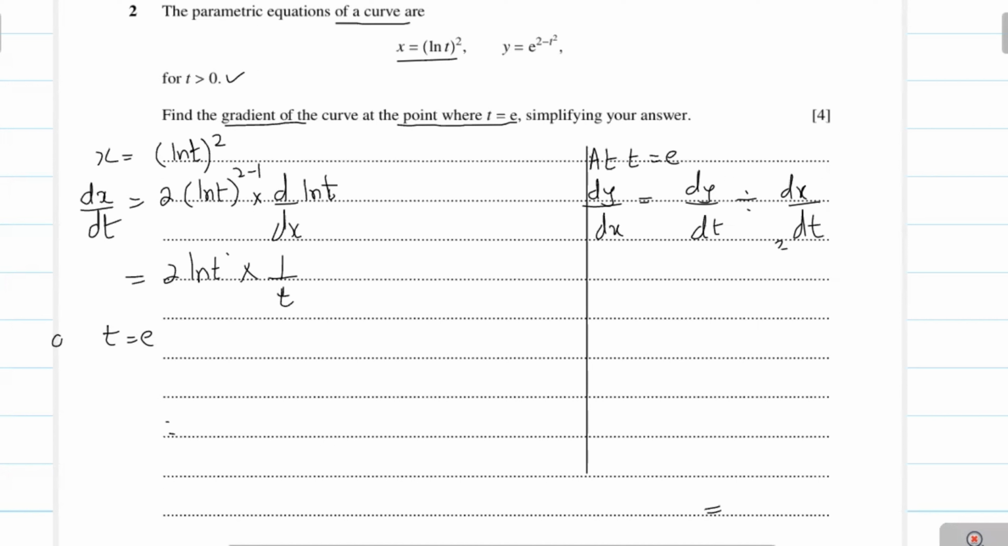e, here at t equal to e, this value dx over dt will be equal to 2 into ln e into 1 over e, and this will be equal to 2 over e. Next we will find dy over dt, here y equal to e power 2 minus t square.